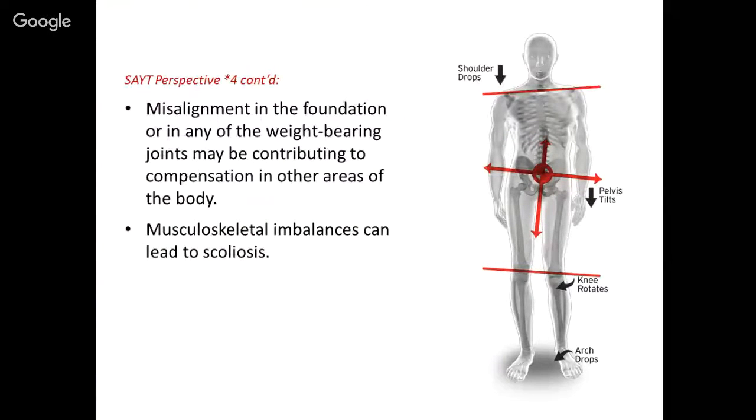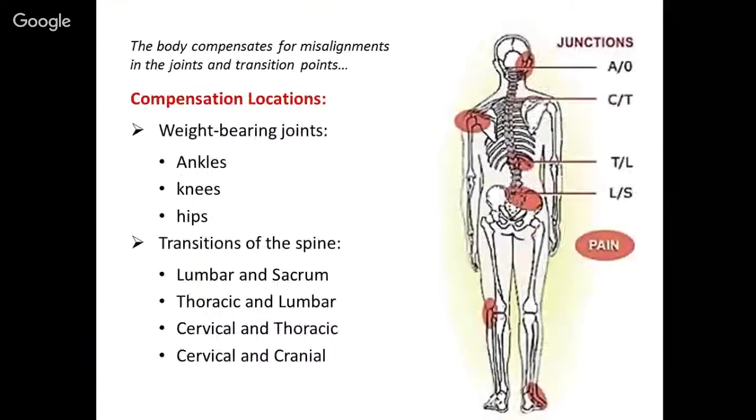And this is continuing that same point. Misalignment in the foundation or in any of the weight-bearing joints may be contributing to compensation in other areas of the body. Musculoskeletal imbalances can lead to scoliosis. And here are the different ways the body compensates. So in the weight-bearing joints, the ankles, if the arches are collapsed, the ankles, the knees, the hips, and then those transition points of the spine where the lumbar spine meets the sacrum, where the thoracic spine meets the lumbar, where the cervical and thoracic meet, and the cervical and the cranial.